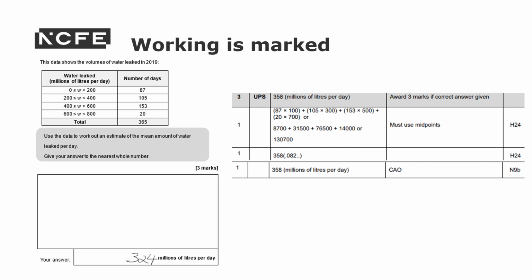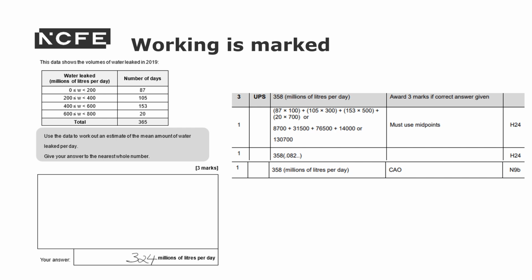The data shows the volumes of water leaked in 2019, and we've got a table there. It's a group frequency table. Use the data to work out an estimate of the mean amount of water leaked per day. Give your answer to the nearest whole number. 3 marks available. It's nice and straightforward. It's an underpinning skills question.